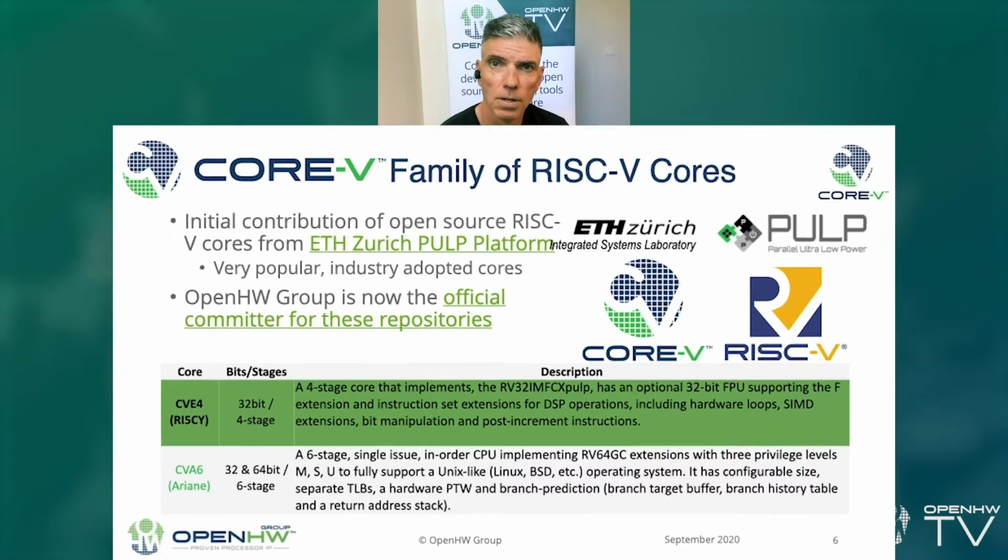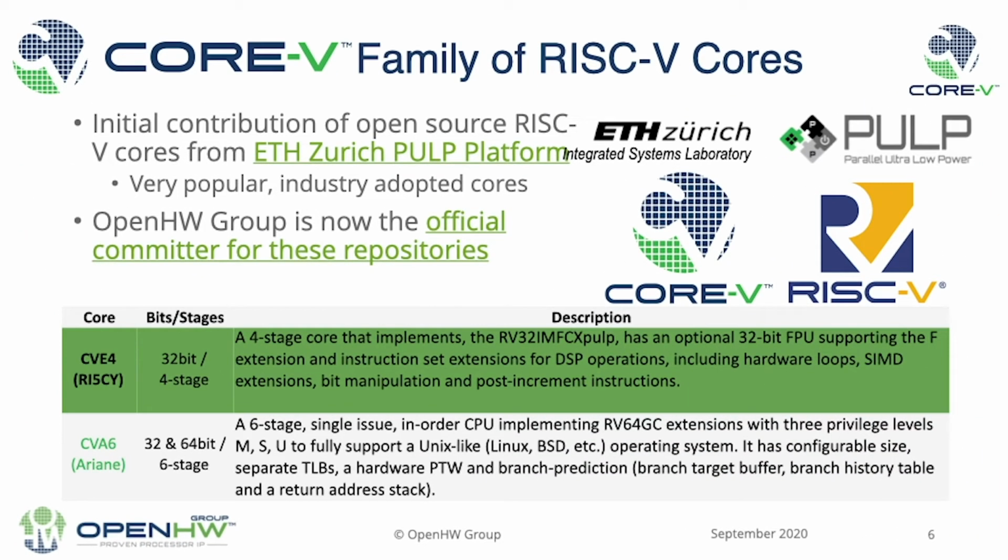The Risky Core is what we call the CV32E4, an embedded class 4-stage core in the family. And the Ariane core, which we call CVA6, is an application class 6-stage core that is available in either 32 or 64-bit mode. Together, these cores are the first two cores in our family of open source RISC-V processors, which we call the Core-5 family.